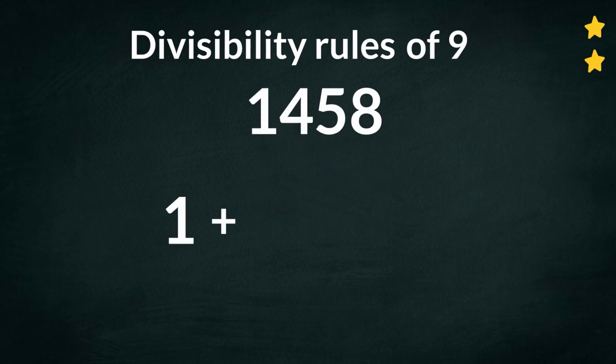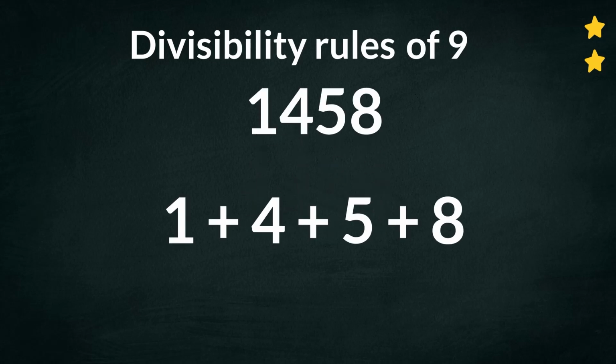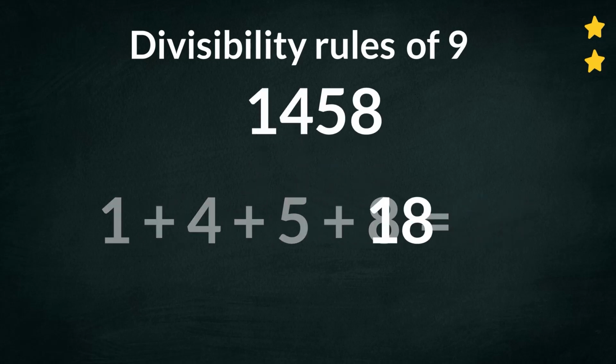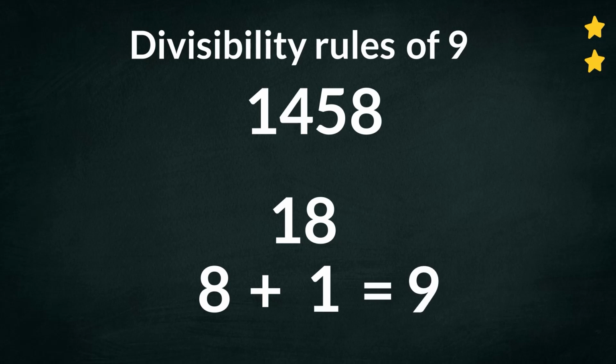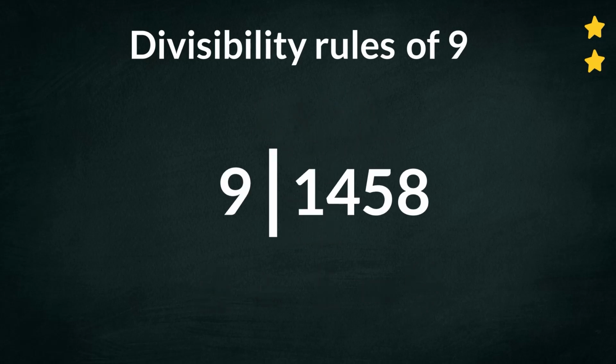1,458. 1 plus 4 plus 5 plus 8 equals 18. It's a two-digit number, so we need to keep adding digits until we have a one-digit number. 8 plus 1 equals 9. Check this out! The result is 9. That means 1,458 is divisible by 9.